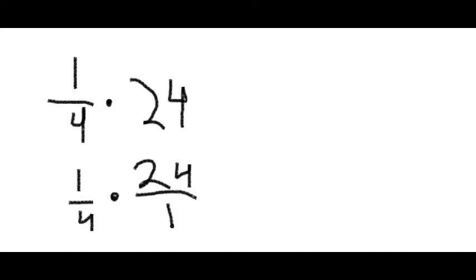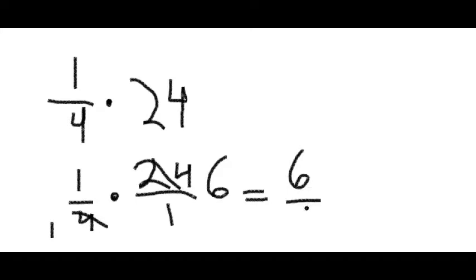Hope it does. Now all you have to do is see if you can cross cancel. Well, how many times can 4 go into 24? 4 can go into 24 6 times. So change that to 1 and this becomes a 6. The answer is 6 over 1, or simply 6. Alright, same philosophy applies.